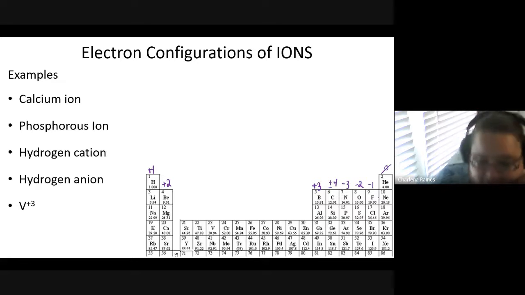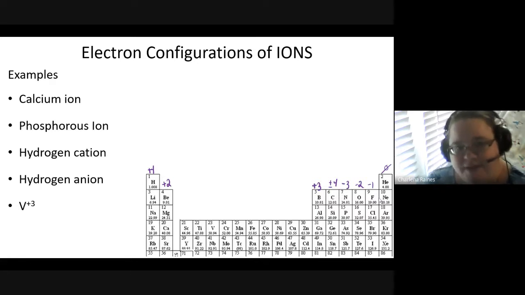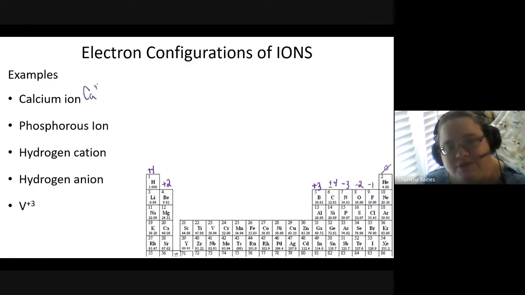Yes, it's related to the valence electrons, but it's also a pattern in itself. So you could just memorize a pattern. So calcium ion, calcium is in group 2, always forms a +2.